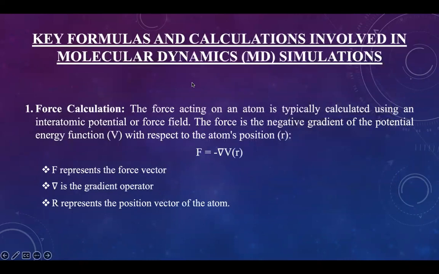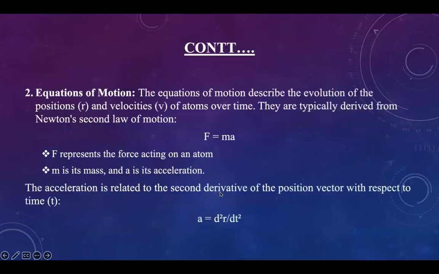Key formulas and calculations involved in molecular dynamics simulations. Force calculation. The force acting on an atom is typically calculated using an interatomic potential or force field. The force is the negative gradient of the potential energy function with respect to the atom's position. F = -∇V(r). F represents the force vector, ∇ is the gradient operator, r represents the position vector of the atom.